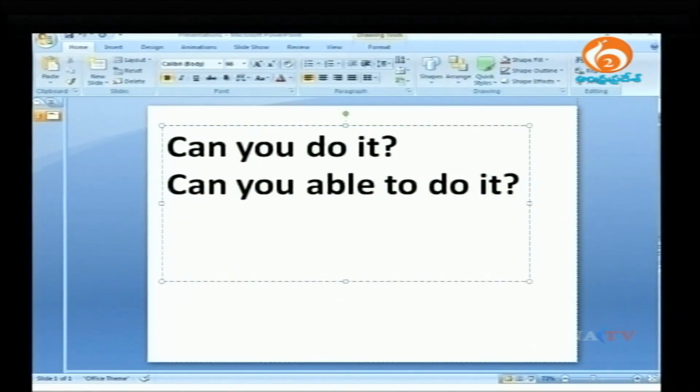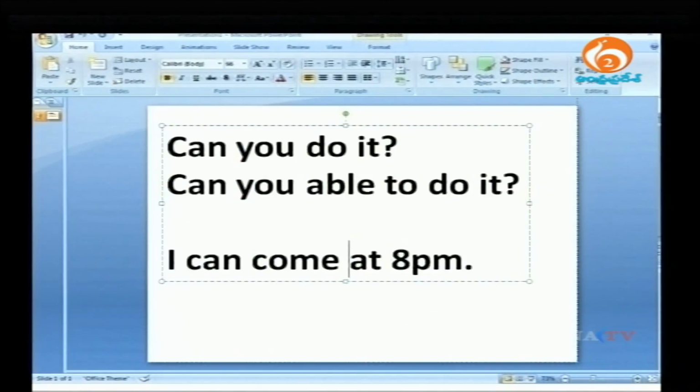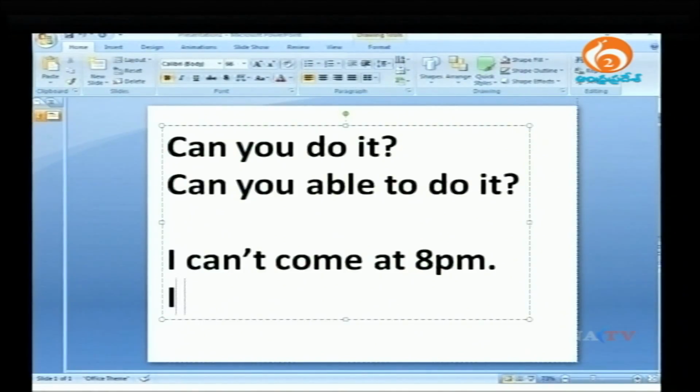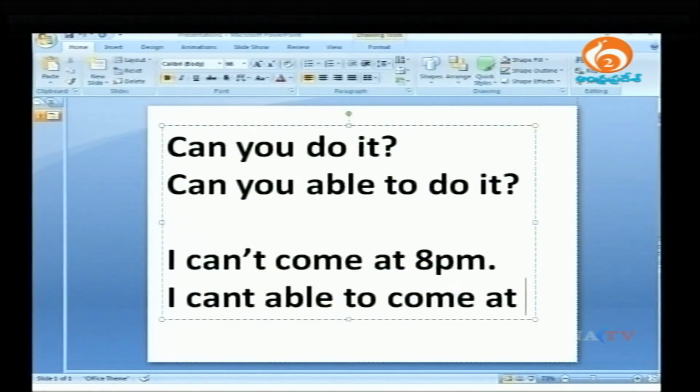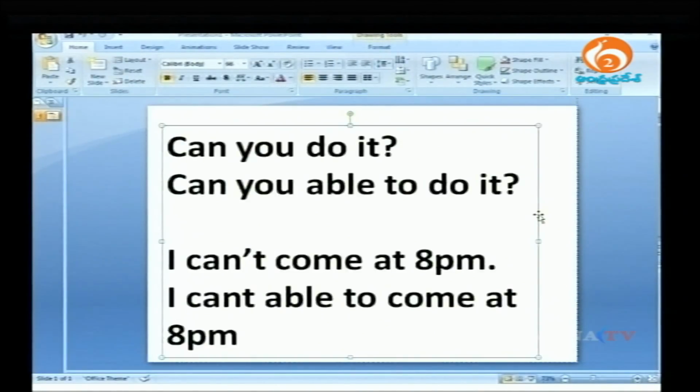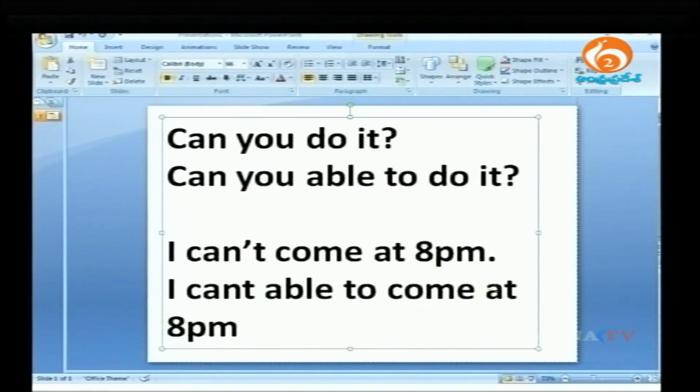Okay. For example, "I can come at 8 p.m." or "I can't come at 8 p.m." But people make a mistake. They say, "I can't able to come at 8 p.m." Now if you look at this, can't and able are both words with a similar meaning, which means I have to drop this. It's a redundancy. So I don't really need this.